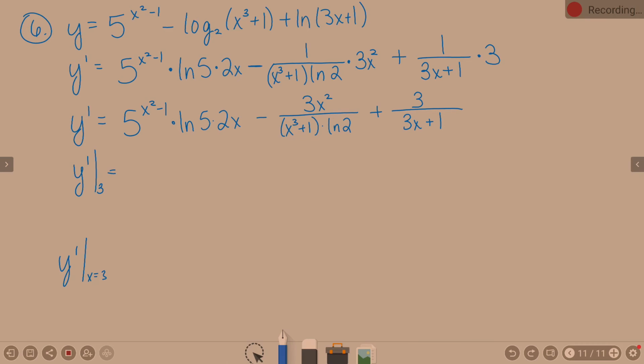We want the slope at 3, and we are plugging 3 into that, yes? 5 to the 3 squared minus 1 times natural log of 5 times 2 times 3, minus 3 times 3 squared over 3 cubed plus 1 times the natural log of 2, plus 3 over 3 times 3 plus 1.